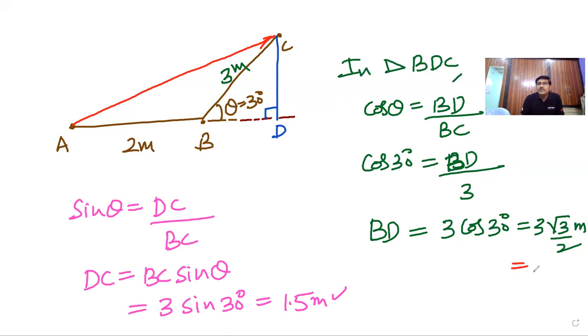And here I am simplifying this value also. BD is 3 by 2 root 3, which means 1.5 root 3 meters. So BD is 1.5 root 3 meters, DC is 1.5 meters. Clear? Now we need AC. Again we take the big right angle triangle ADC. So AC square is equal to AD square plus DC square.